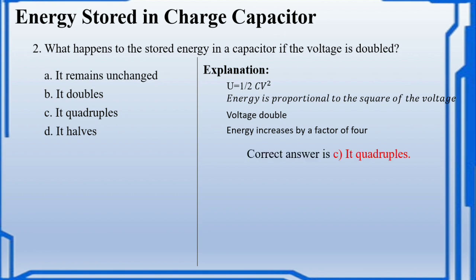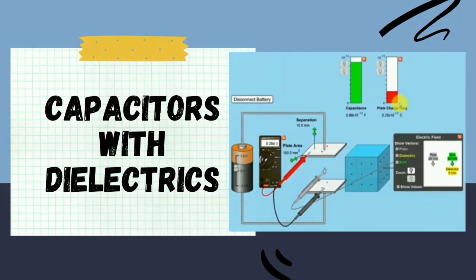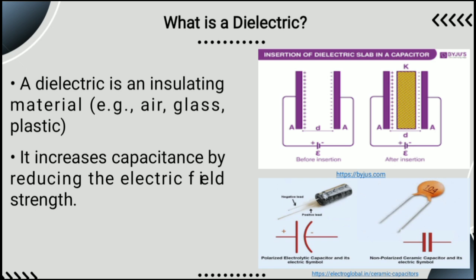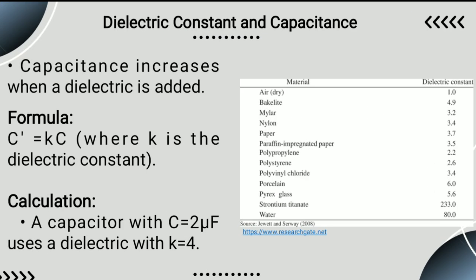It quadruples. Now, let's talk about capacitors with dielectrics. A dielectric is a material inserted between the plates of a capacitor. It increases the capacitance by reducing the effective electric field between the plates. This allows the capacitor to store more charge for the same voltage. The formula for the capacitance of a capacitor with a dielectric is C new equals K times C original, where K is the dielectric constant, which is greater than 1 for most materials.